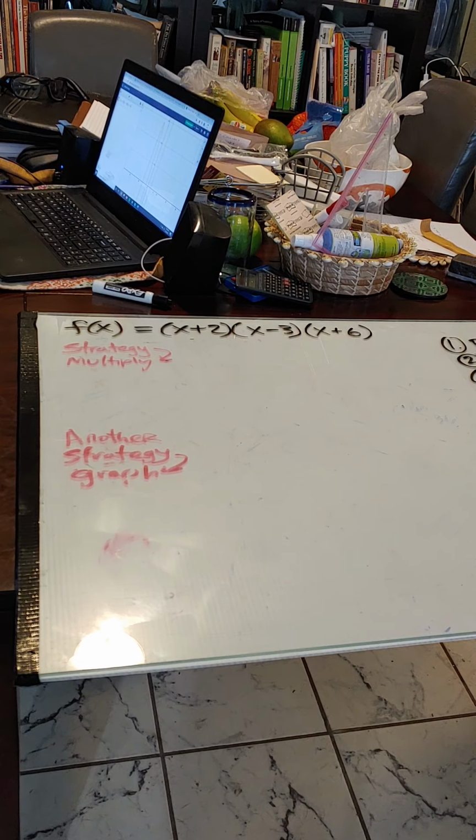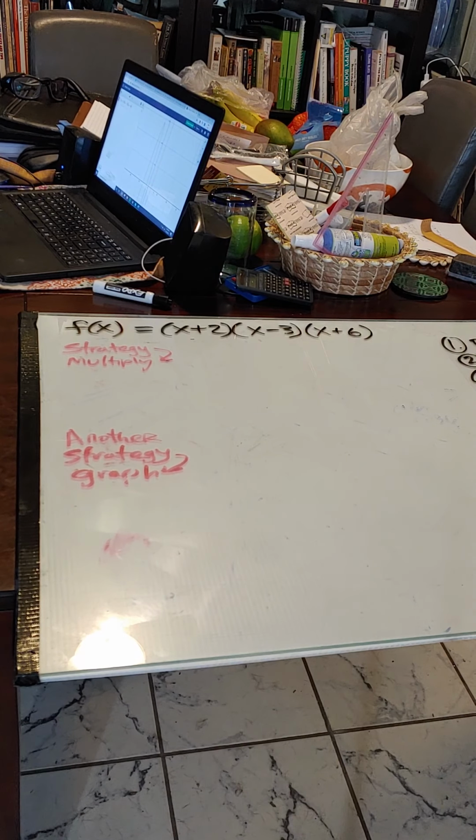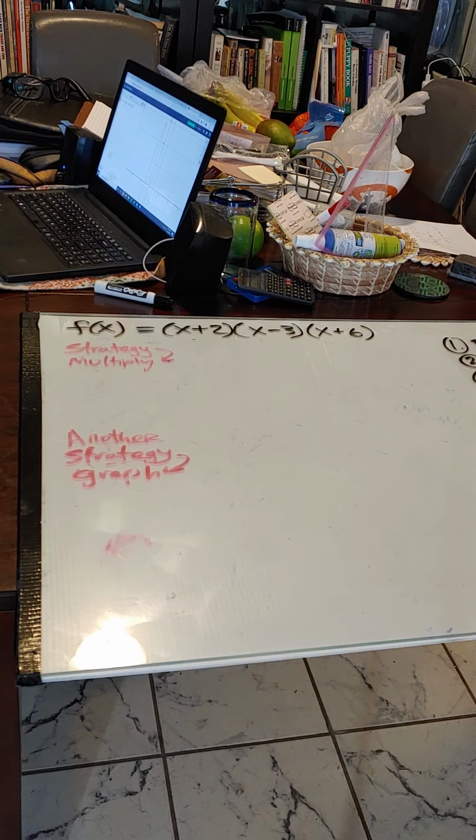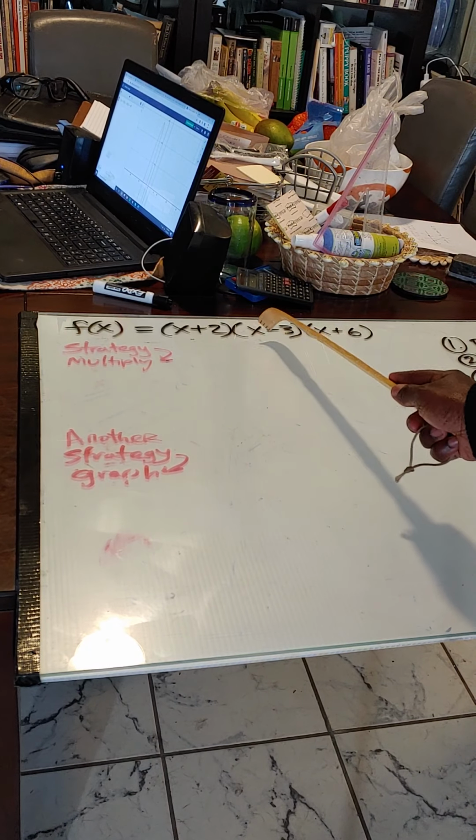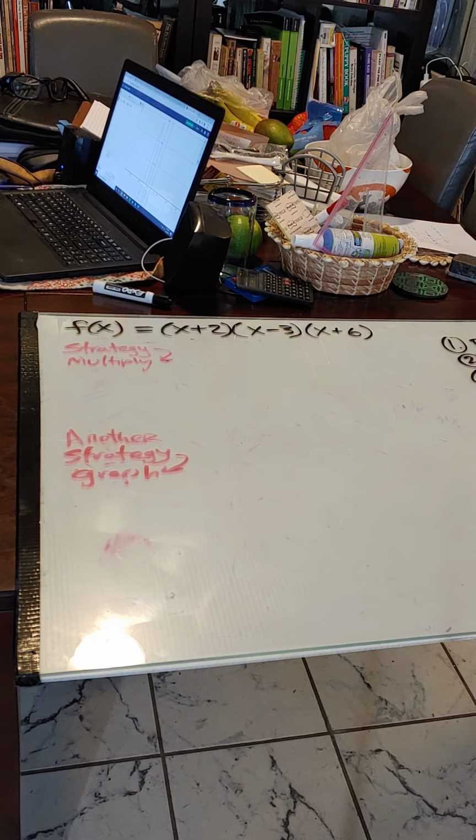So the strategy that we're going to use is to take this factored polynomial and just multiply the factors. So we have 3 binomials, and so of course from algebra 1 we know that we can multiply binomial times binomial by either FOIL or distributive property, same thing, right?